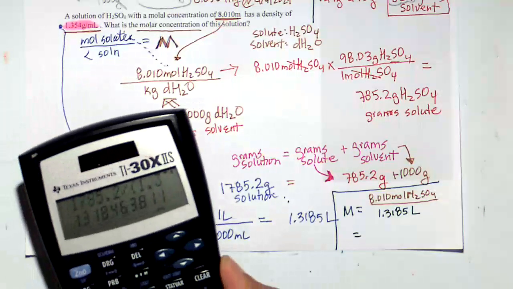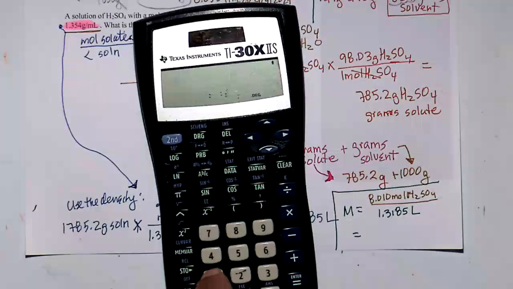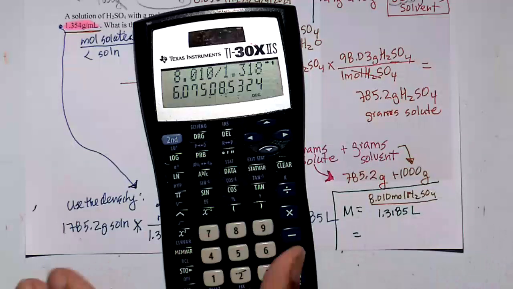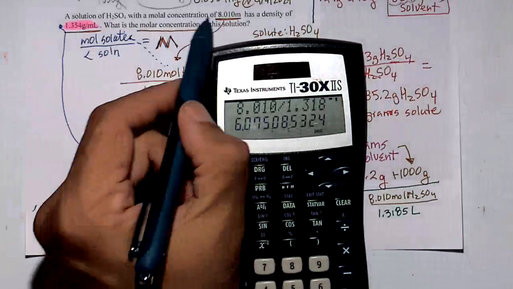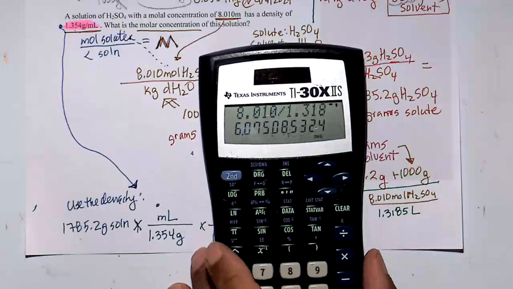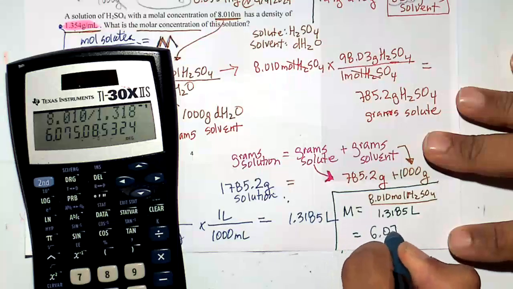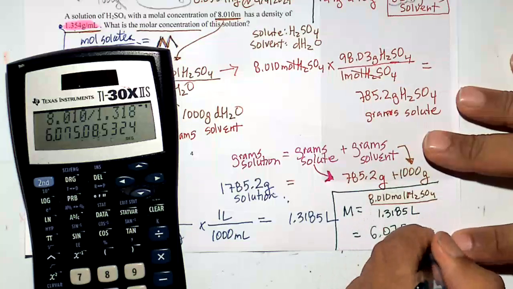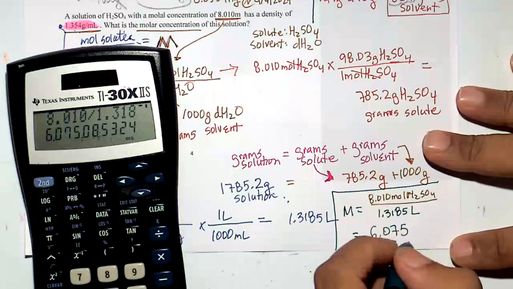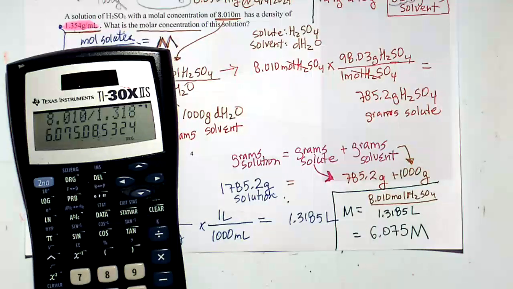What do you guys get when you divide the moles over liters? 6.075. Okay, what are the units here? 6.075 moles over liters, 6.075 big M, which is the same thing as moles over liters.